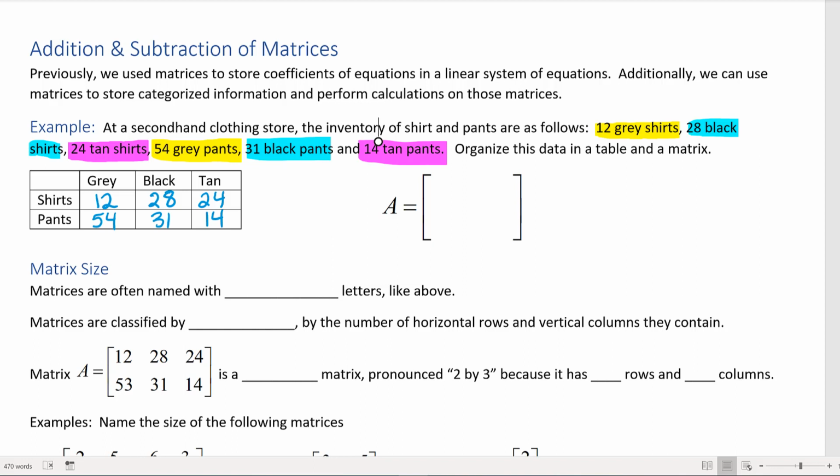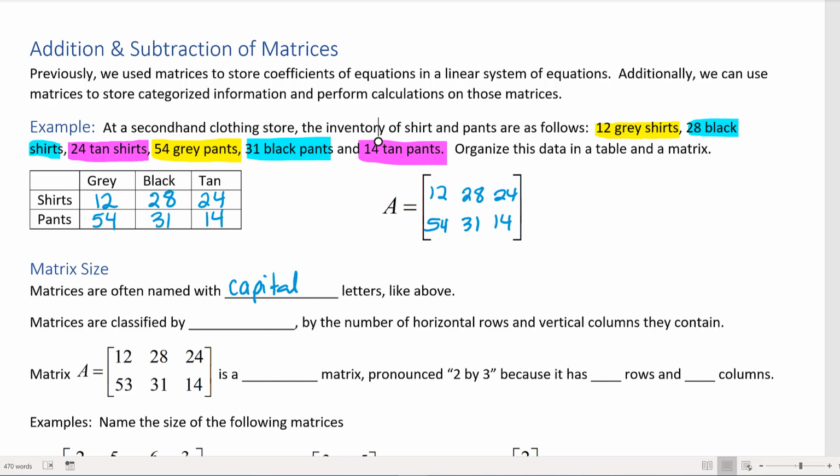Using the 2 rows and the 3 columns, I can move that information into a matrix, and I'm going to call this matrix A. And that's how you can store information into a matrix. Now, matrices are often named with capital letters, like above, A. A was a capital letter.